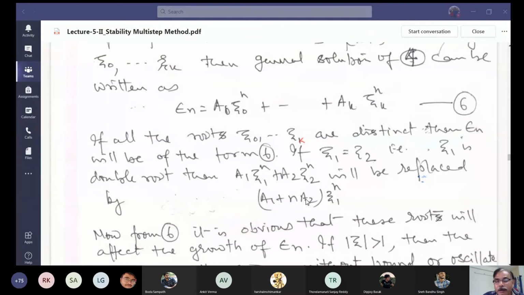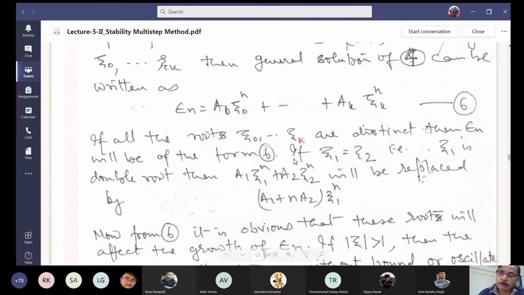Then what will happen? This term, a1 plus n times a2, will blow up. It goes to infinity. So if the root magnitude is 1 and it is not simple, then it cannot be stable. So it has to be simple. If it is simple, there is no trouble, because that will become 1 and it is just a constant term, so it is not going to trouble at all.